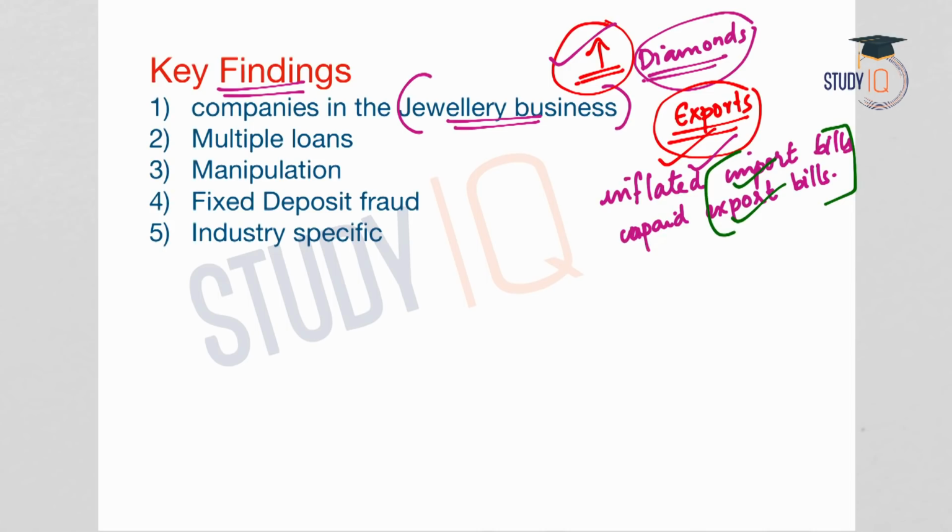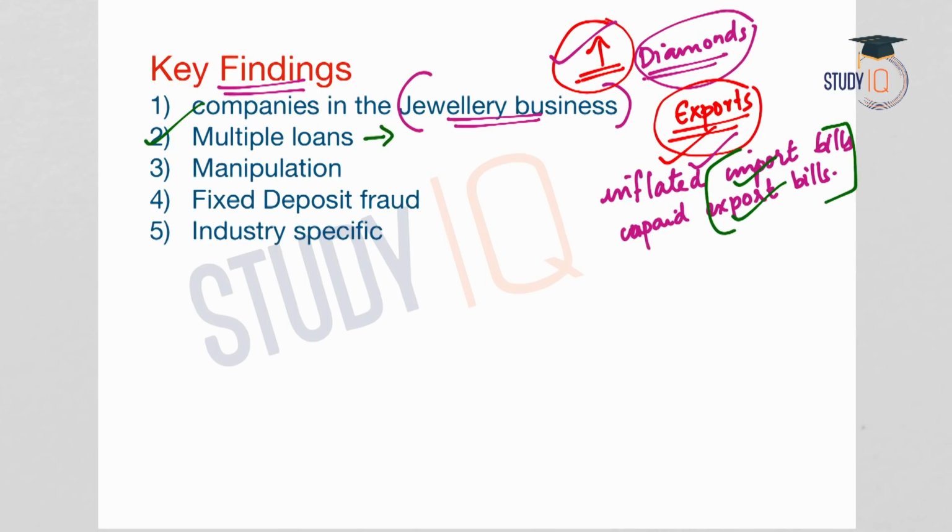Now, the second finding was that many companies had availed multiple loans. So, companies found ways to take credit from more than one bank. For example, before shipping products overseas, that is before exporting, they will avail a loan from one bank, and after exporting from another bank. Likewise, they found ways to take loans from multiple banks by the same company.